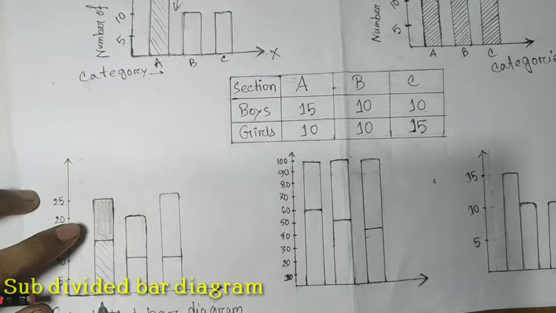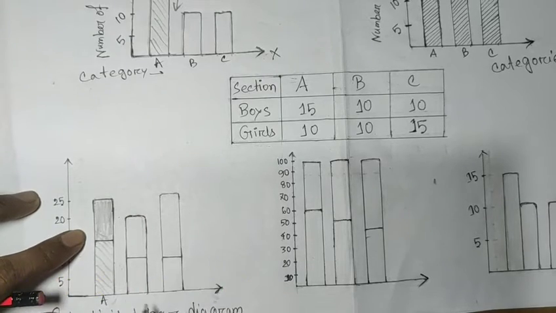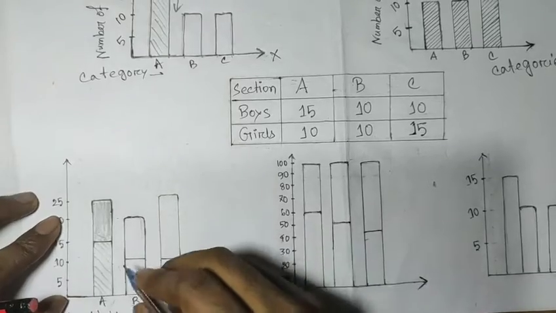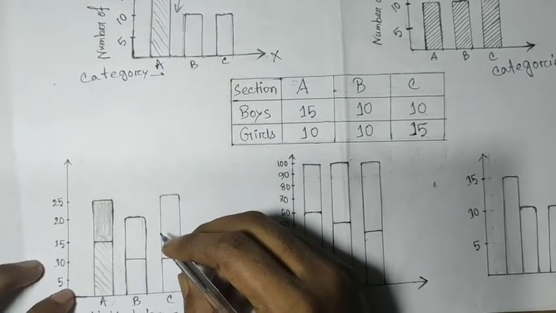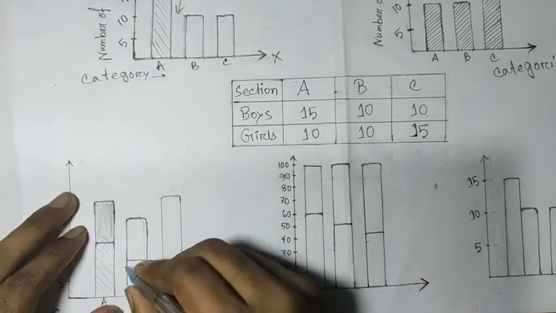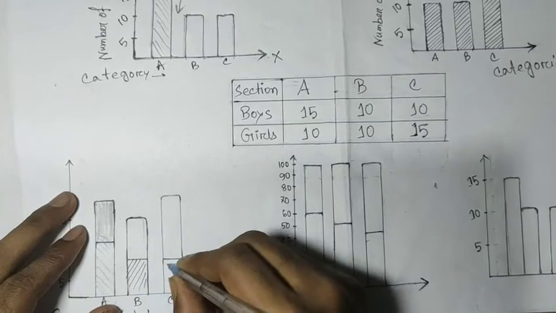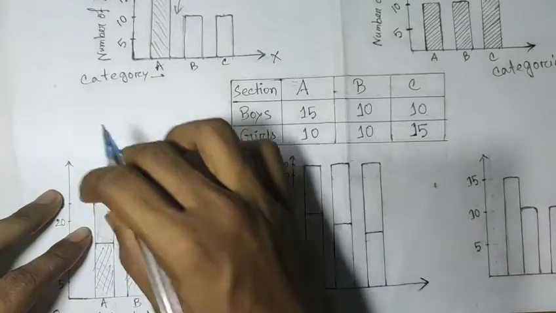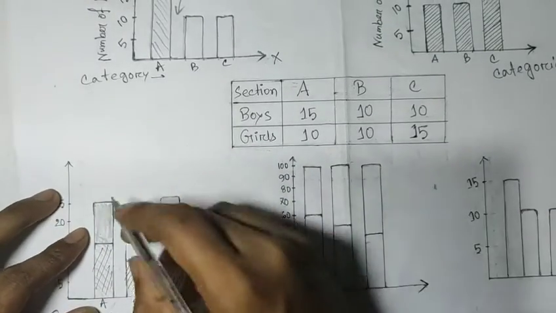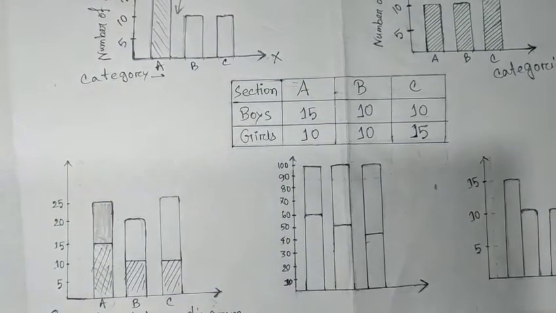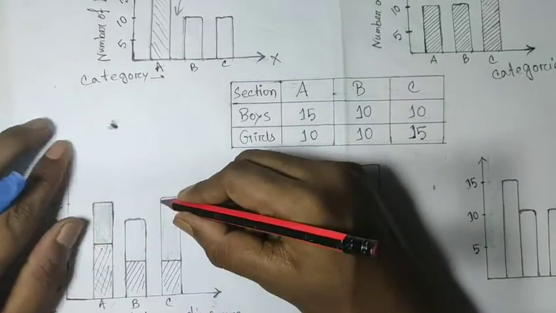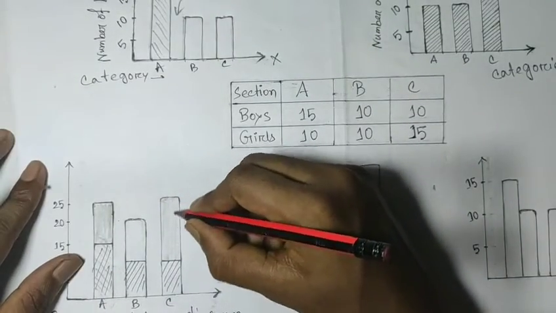Here this bar is representing section A, this bar is section B, and this is section C. The lower portion of each bar is representing the number of boys, and the upper side of the bars is representing the number of girls, so that we can make the comparison easily and understand the ratio of the number of girls and boys.